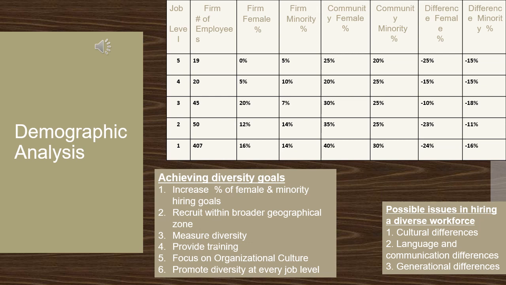Here you can see our demographics on each job level in reference to the female and minority factors that we have discussed. Some ways that we could go about increasing our diversity percentages include increasing the percentage of female and minority hiring goals, recruiting within a broader geographical zone, measuring diversity, providing training, focusing on organizational culture, and promoting diversity at every job level.